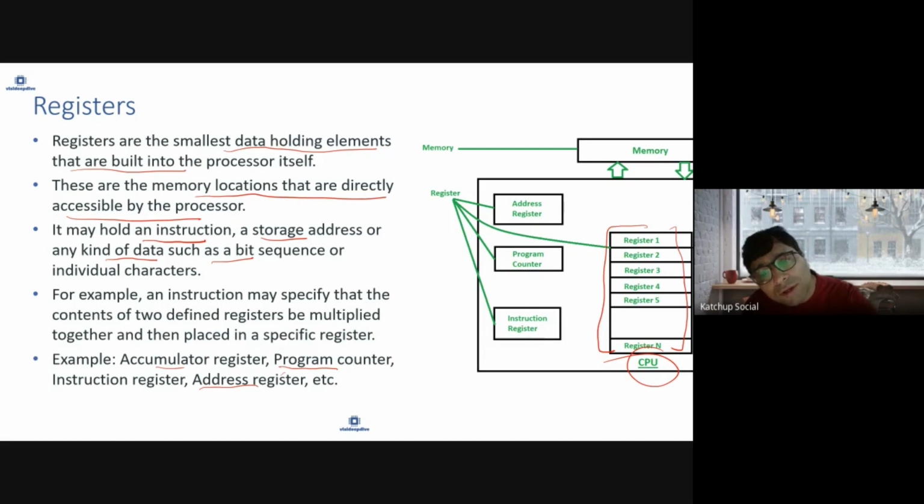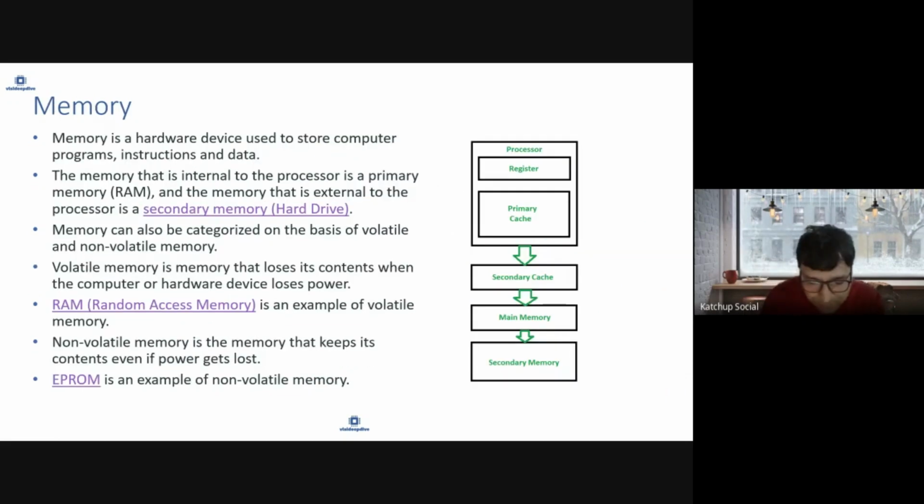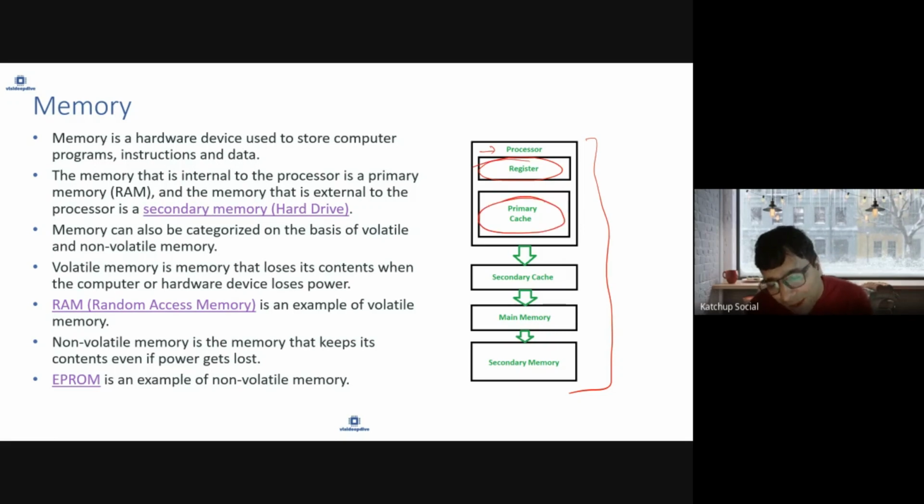Okay. Then the other kind of memory element is known as memory. Now, memory is a hardware device used to store computer programs, instructions, and data. Typically, memory has a multi-layered architecture. There'll be a processor, and as we saw, there'll be registers closest to the processor. Then you'll have a primary memory, also known as primary cache. Then you have secondary memory, known as secondary cache. Then you'll have main memory, and you can have additional secondary memory as well. So memory is a layered architecture.